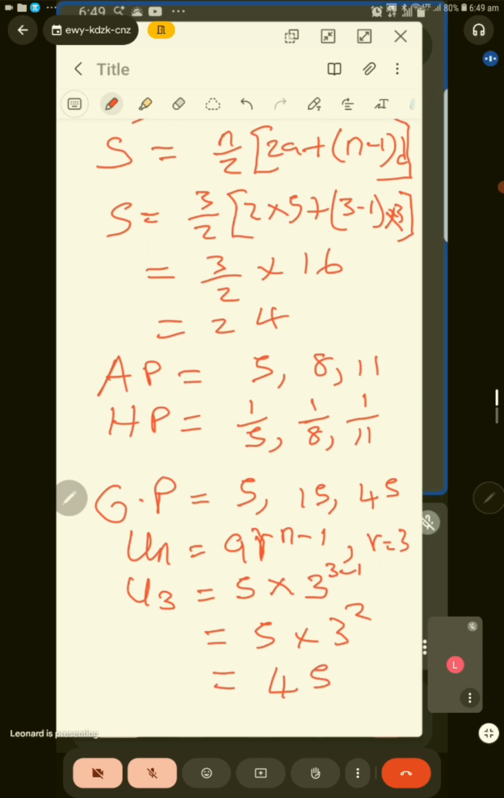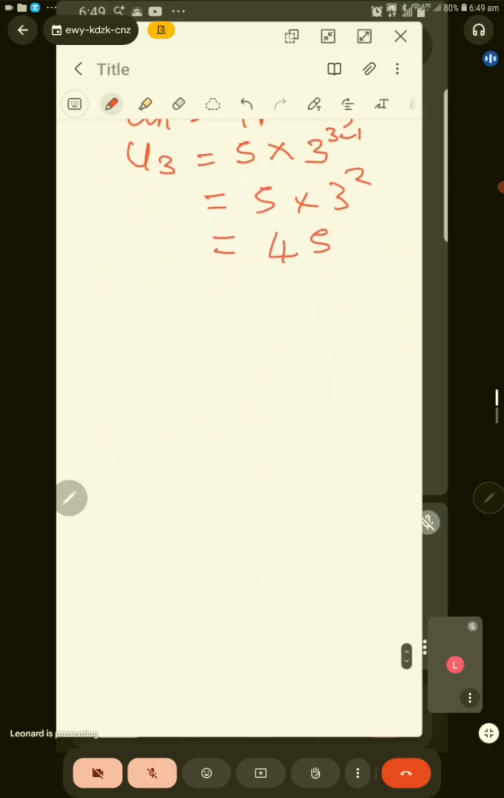This term is 45. Okay, so far we have talked a lot already. But let's now expand our definition of average to include other types of average, because speed is average, rate is average, and so on and so forth.